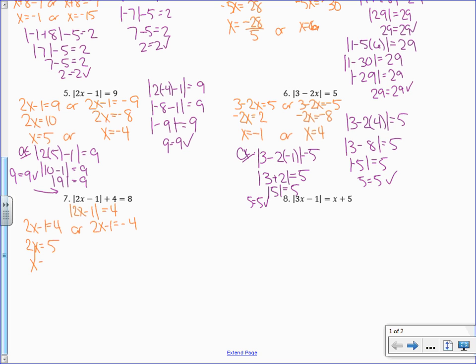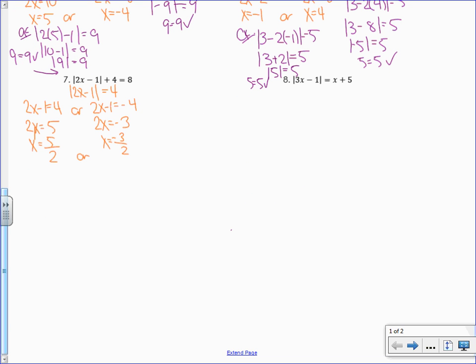What happened there? Yeah, 2x is equal to 5, or x is equal to 5 over 2, which we do not write as a decimal. We do not panic because fractions are wonderful in this class. Or if I add 1 over here, I'm going to get 2x is equal to negative 3, or x is equal to negative 3 over 2. And we still do not panic that we got a second fraction because we love fractions. At least I do.